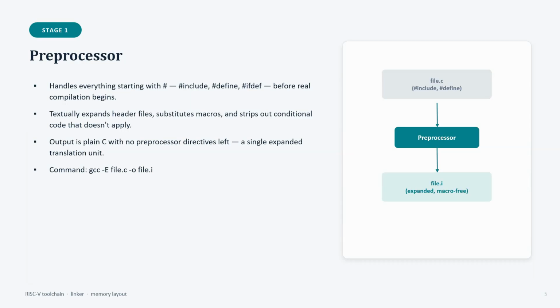The output of this preprocessor is plain C with no preprocessor directives left, and it's a single expanded translation unit. That is what expansion is. Whatever hash include, hash define or macros were there will be expanded by the preprocessor, and it gives me an expanded file which is known as a .i file, which does not have any macros or preprocessor-defined things, right?